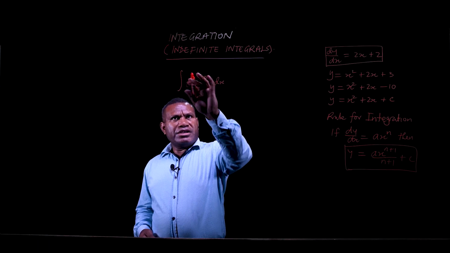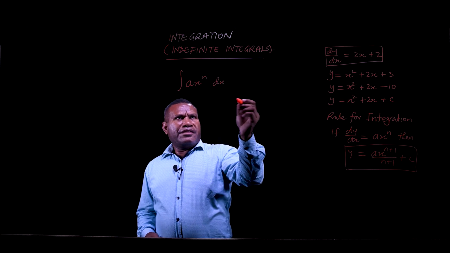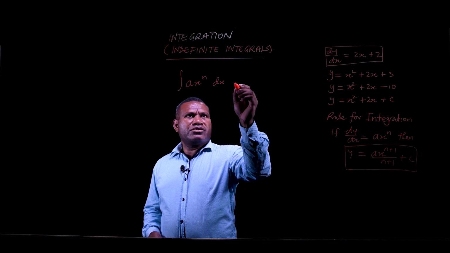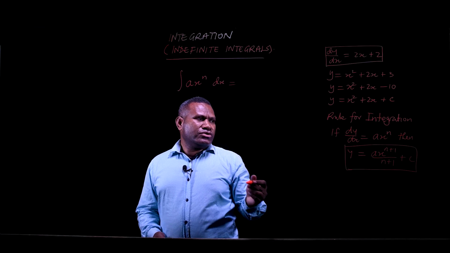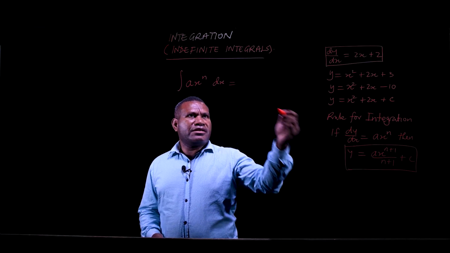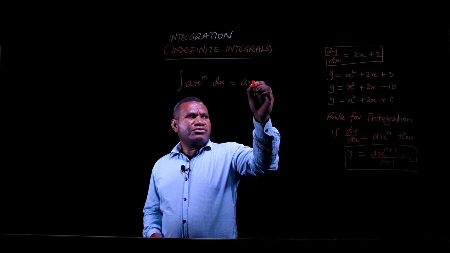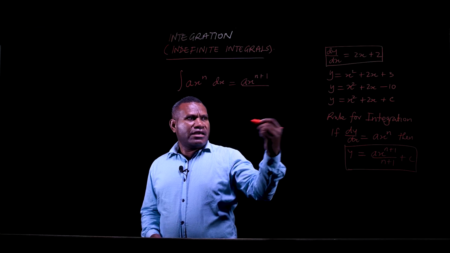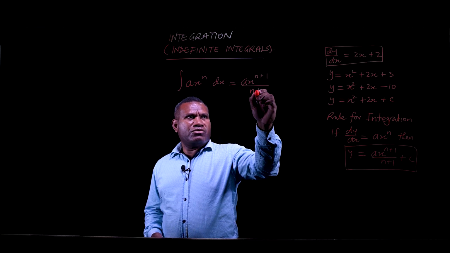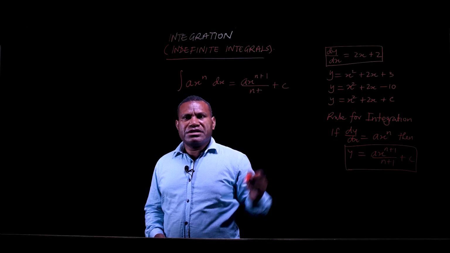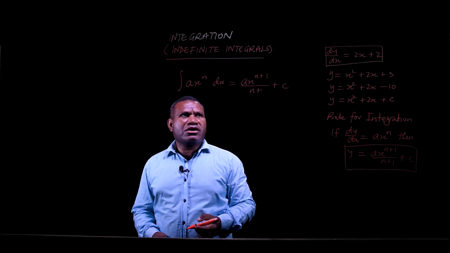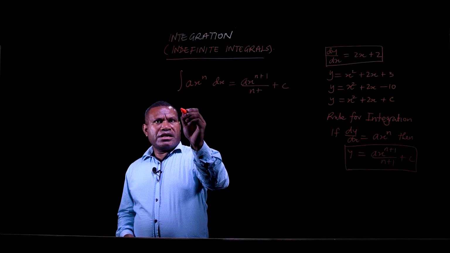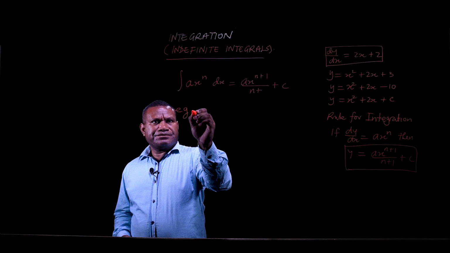So if I integrate this function, then the primitive or the indefinite integral will be just the same thing that we have written: ax raised to the power of n plus 1, divided by the new power, which is n plus 1, plus the constant of integration. C is called the constant of integration. Right, so let's take a look at some examples here.